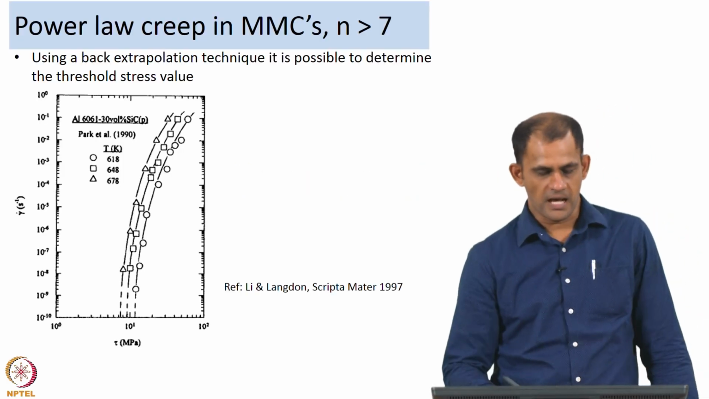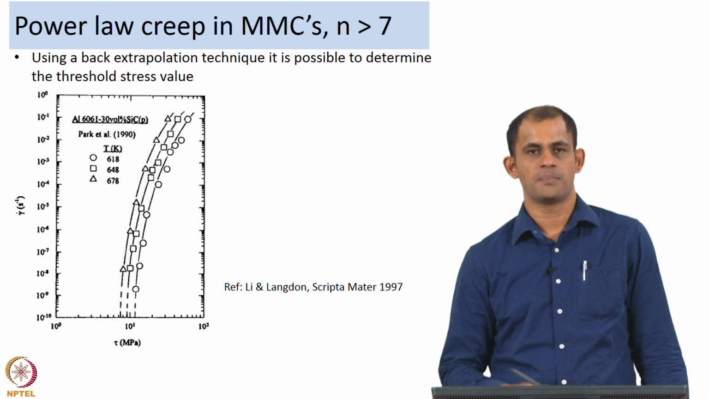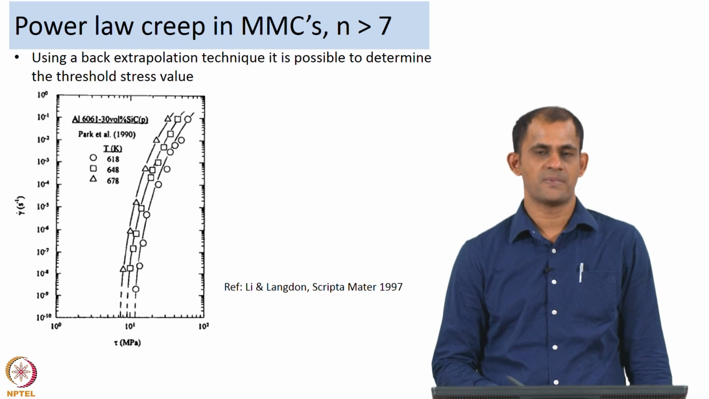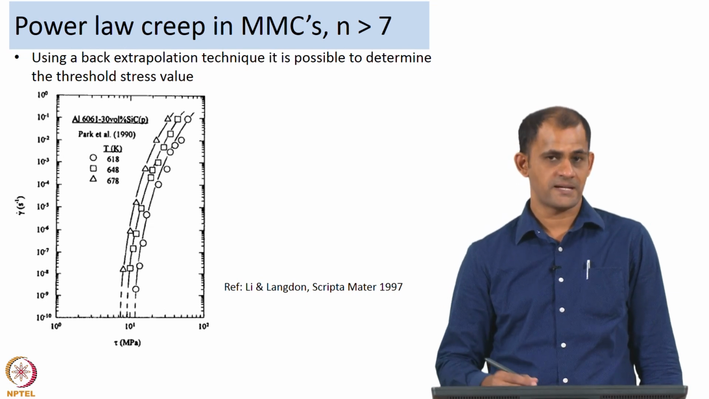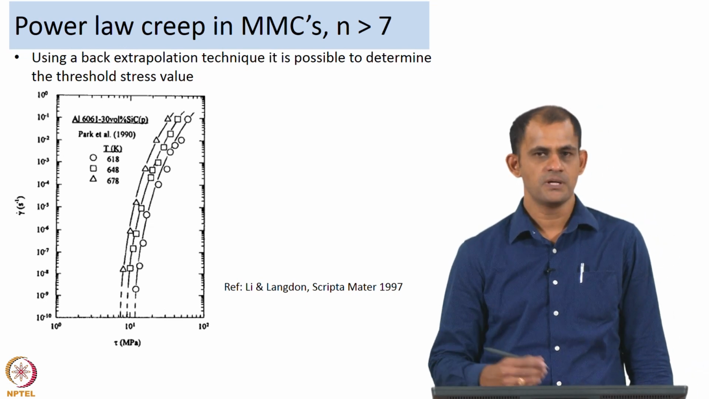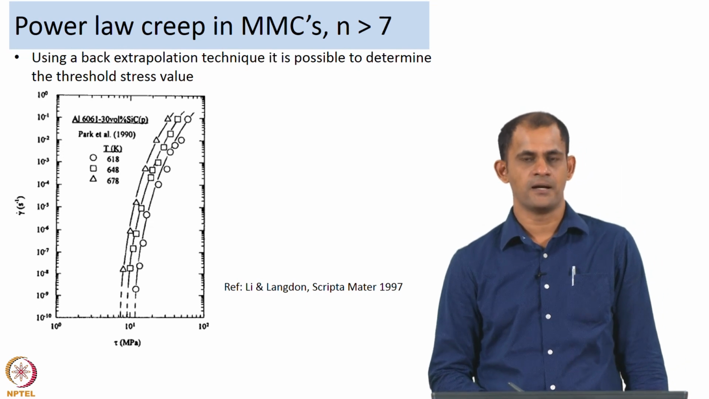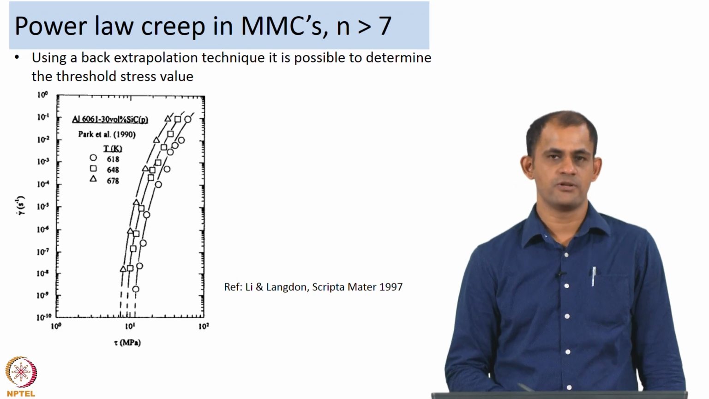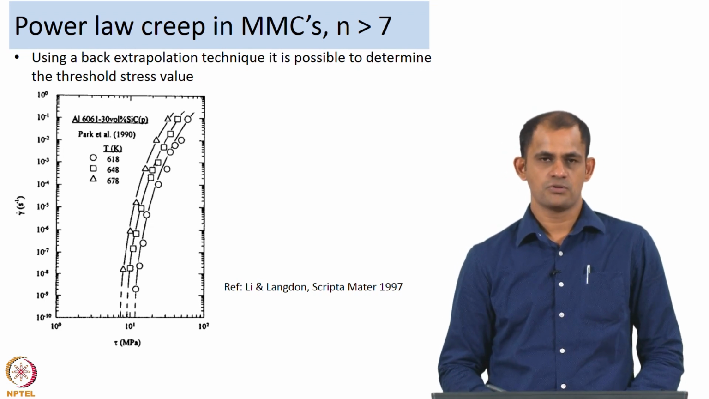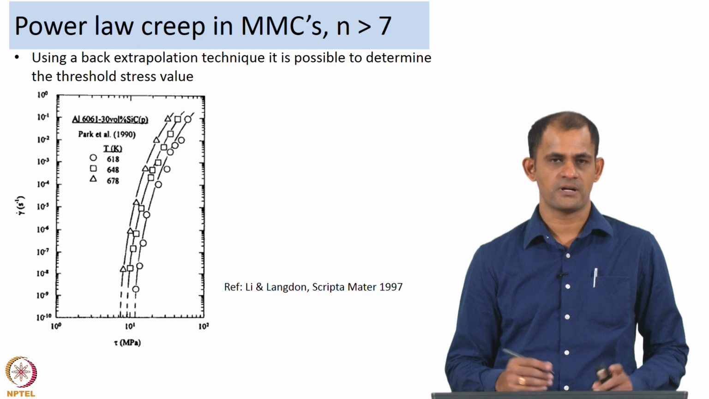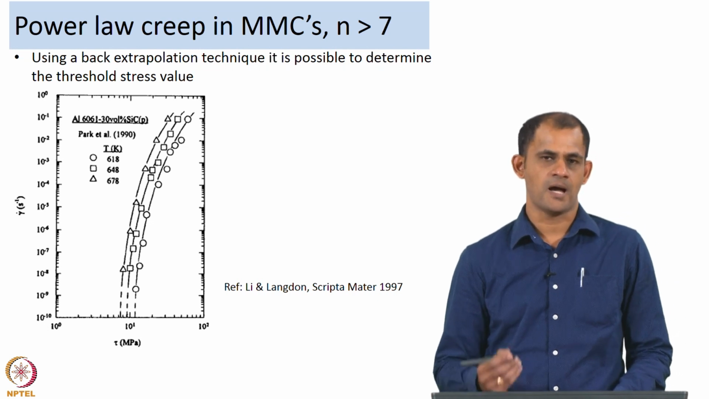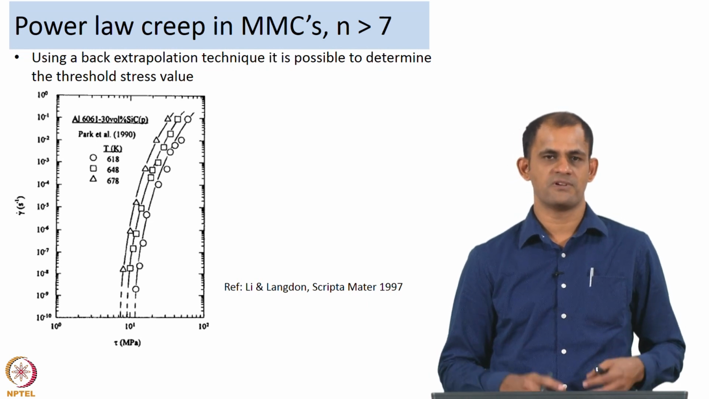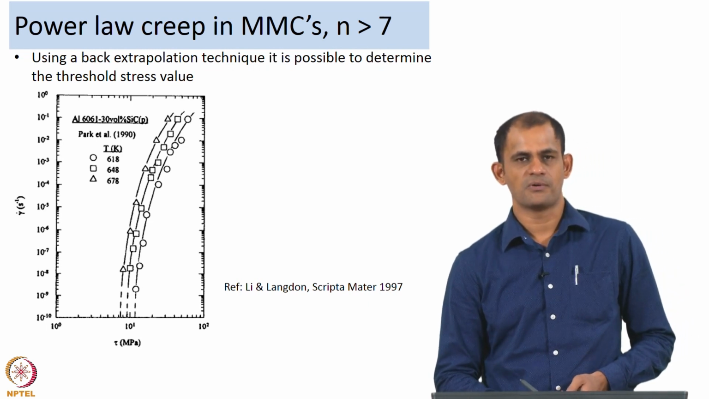Till the last portion we were talking about power law creep, and we were looking at the power law creep behavior of metal matrix composites, where one might get a stress exponent value larger than 7. What we said was that this larger than 7 value of n is actually due to the presence of a threshold stress. If you invoke a threshold stress into your deformation equation, then you would see that the stress exponent value would come in the range of 4 to 7, which we normally associate with power law creep.